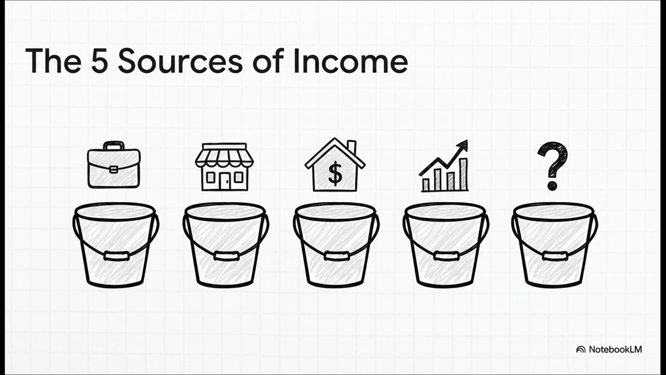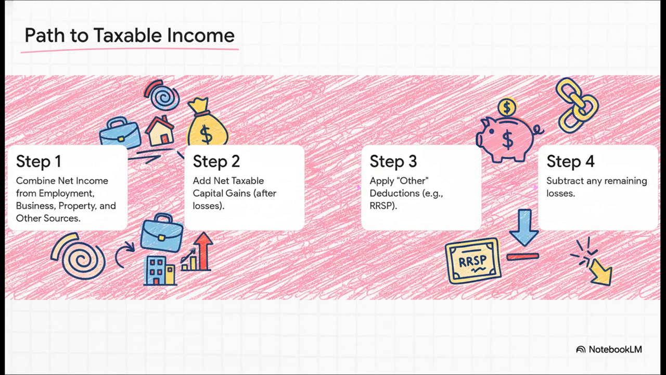The 4th bucket is capital gains. That's the profit you make when you sell something like a stock or a building for more than you paid for it. And finally, there's a catch-all for other specific sources, which includes things like pension benefits. Every single bit of income has to fit into one of these categories. So you can't just throw all those buckets together.